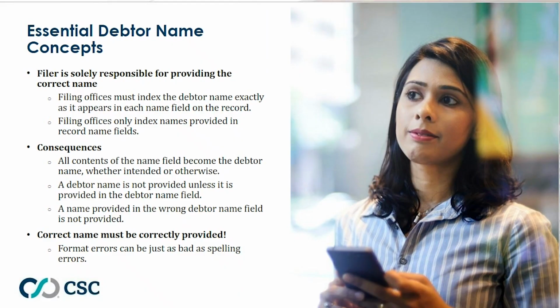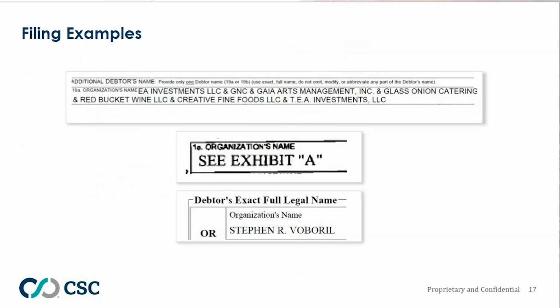The filer has the responsibility of providing the correct name for the debtor, and it's critical that the exact name of the debtor is provided in the correct name field. In this slide, we can see where the filer may have inadvertently caused issues with their filing by incorporating all of the debtor names into a field meant for one debtor name, or by putting "See Exhibit A" in the debtor field, or by putting an individual name into the field meant for an organization name.